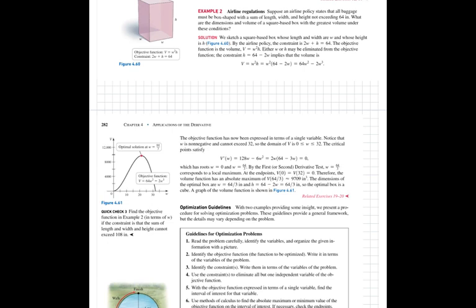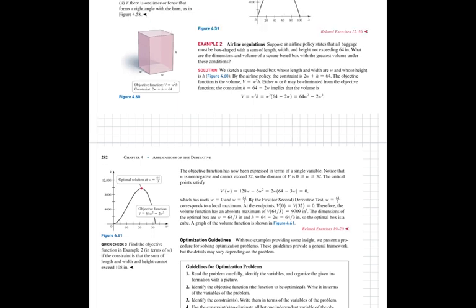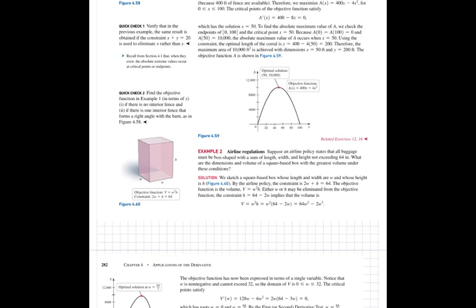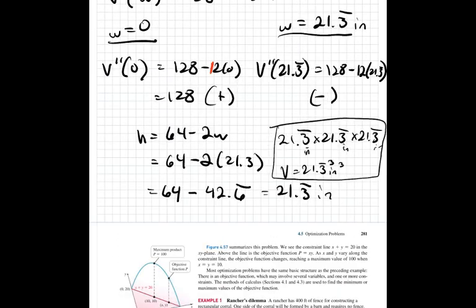So the optimal box is a cube, right? Yeah, so the optimal box is a cube. We got that the length, the width, and the height were all 21 and a third. So this was good, all right? That actually worked. Let me see my time. We're good on time. So I'm gonna let those be.